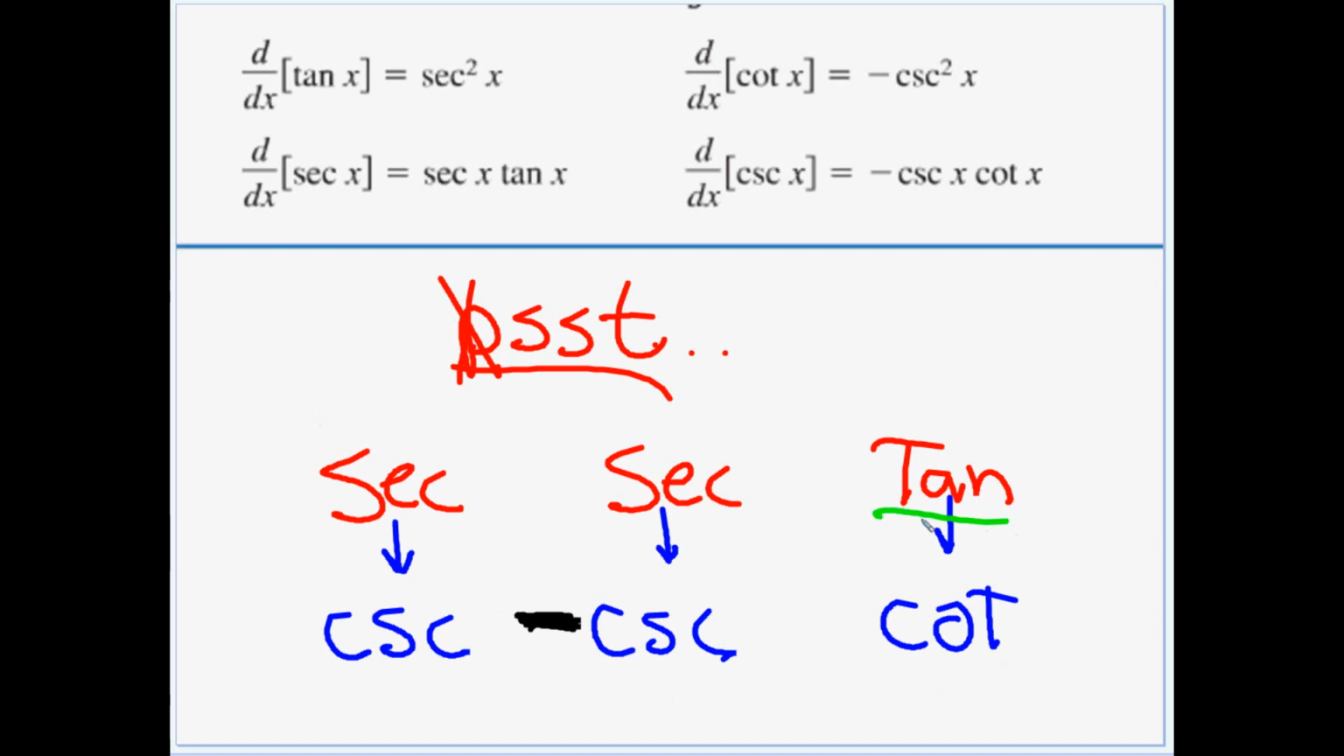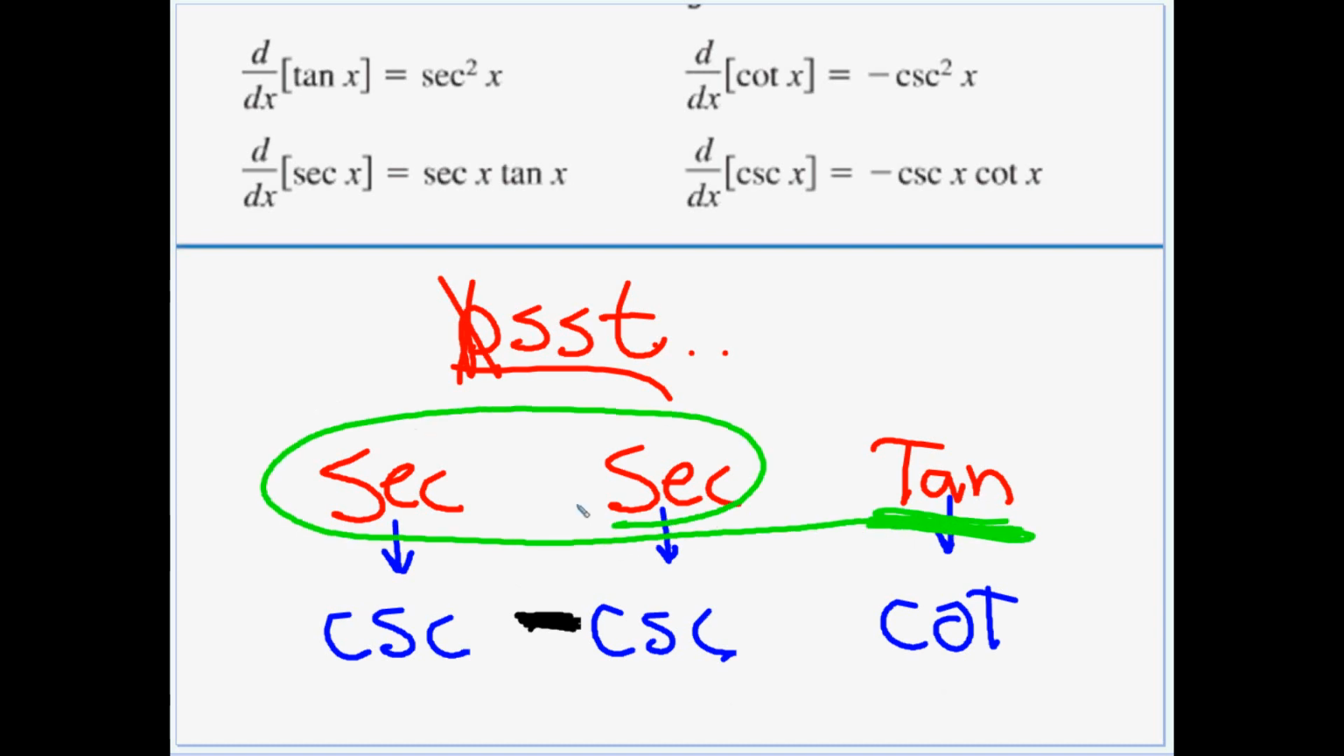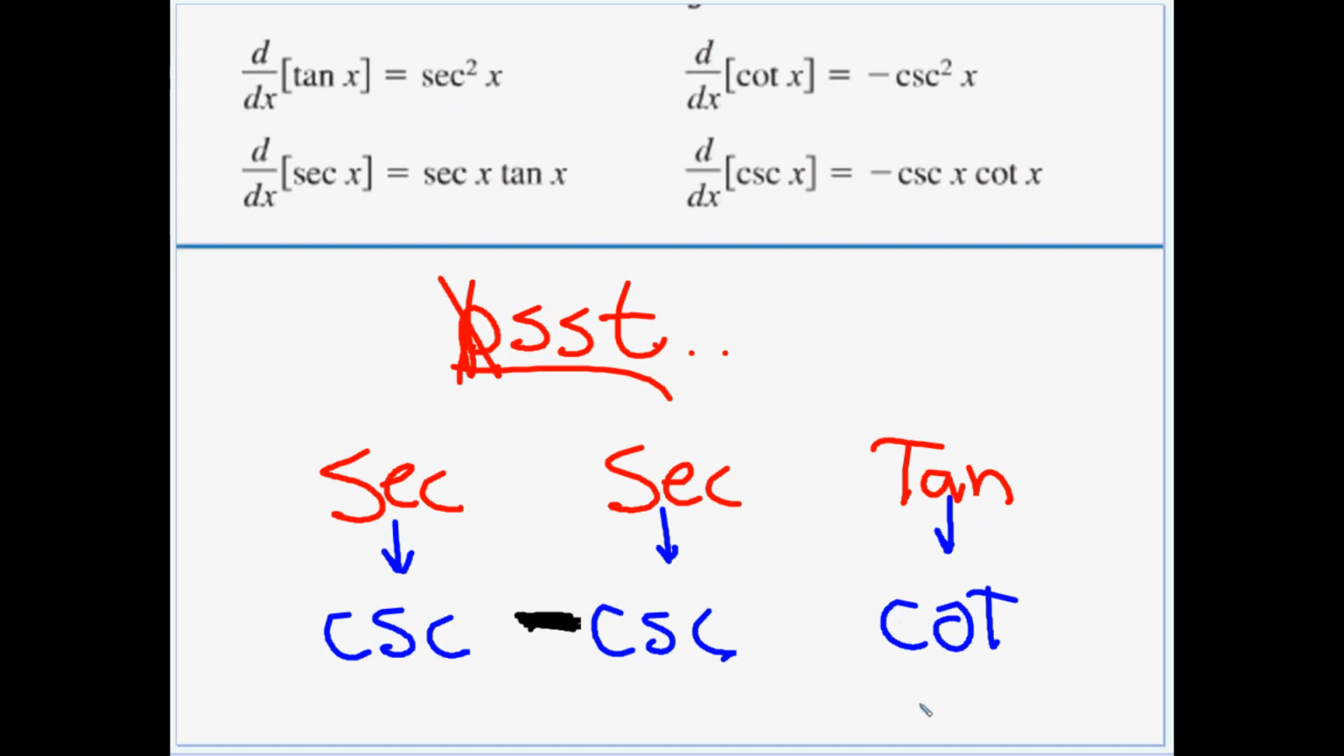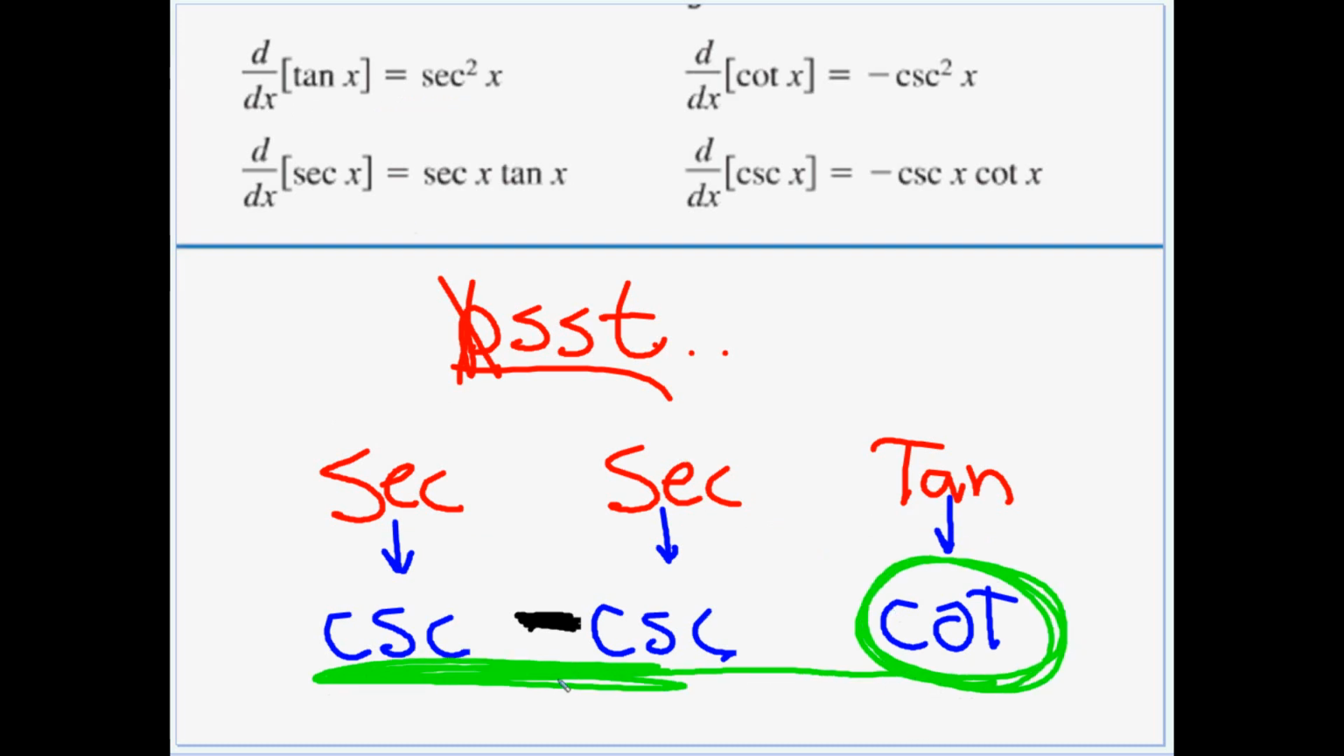Now we can go right to left. The derivative of tangent are these two multiplied: secant times secant, is secant squared. And right below that, the derivative of cotangent are these two multiplied. Derivative of cotan is negative cosecant times itself, which is negative cosecant squared x. So there are the derivatives of all 6 trig functions.